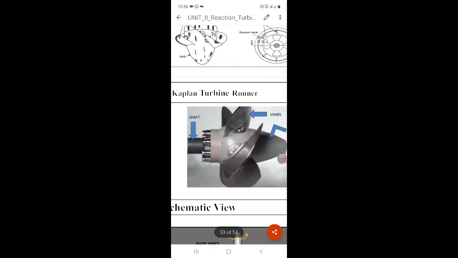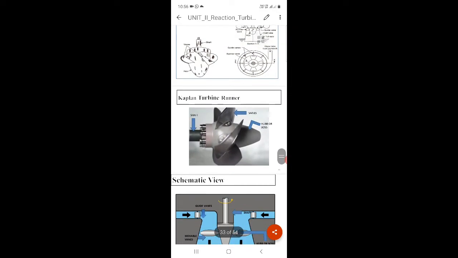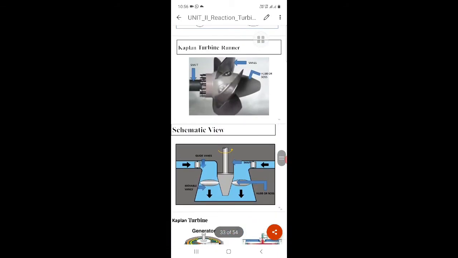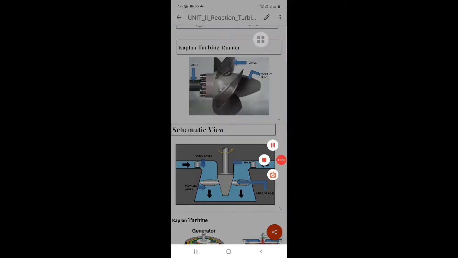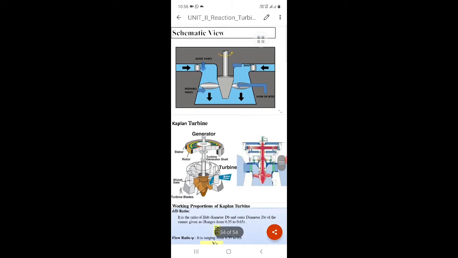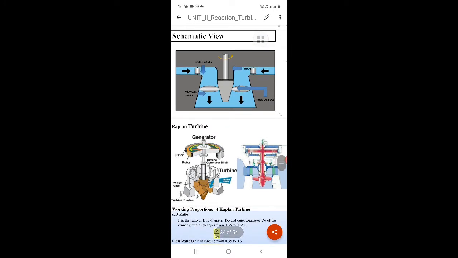Next, this is a schematic view. In this view, water comes from the guide vanes, that is the movable vanes. When water comes from this side, it impacts on the vanes, due to that the hub and shaft get rotated and give motion to the shaft. So next is the schematic diagram of Kaplan turbine.